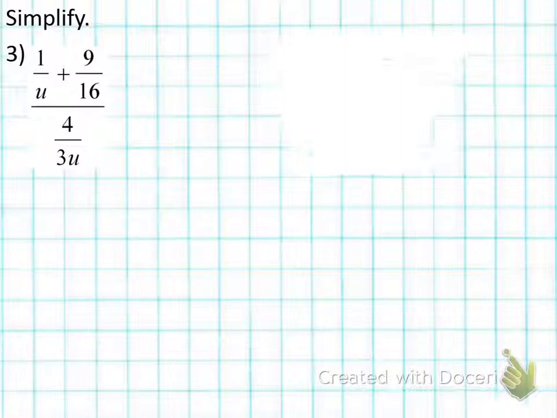We got 1 over u plus 9 over 16 all over 4 over 3u. Turn to your neighbor, give your neighbor a hint of a different way to look at this problem. Isn't this a big division problem? So let's rewrite this as 1 over u plus 9/16, all divided by 4 over 3u.